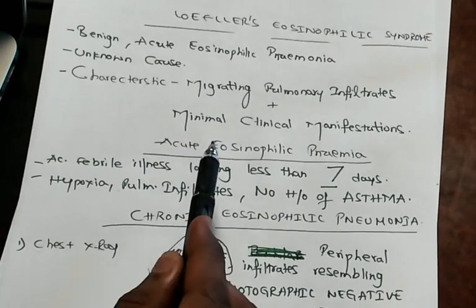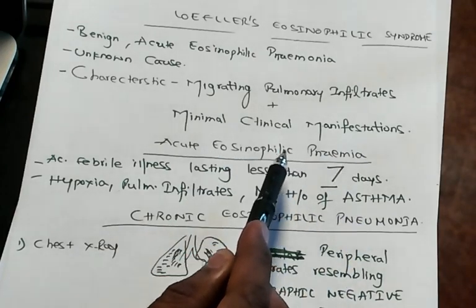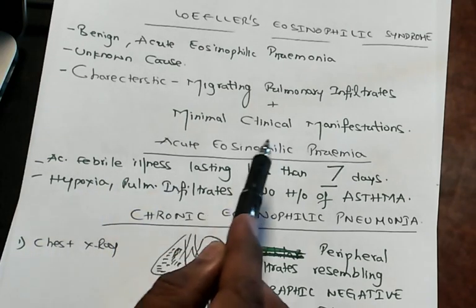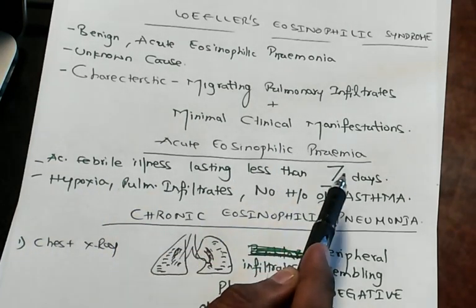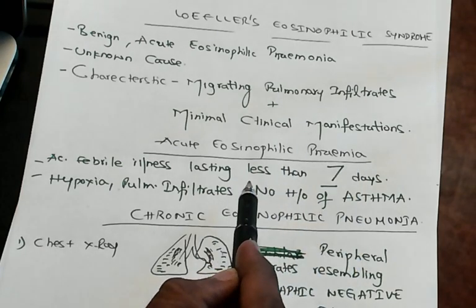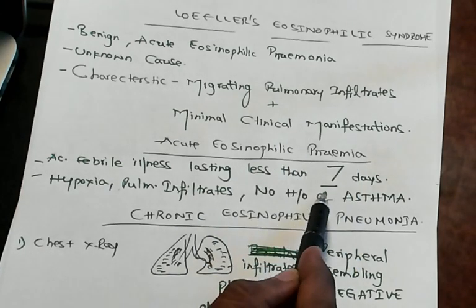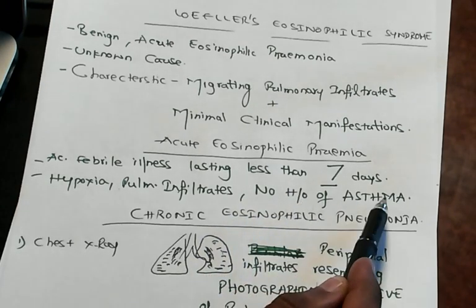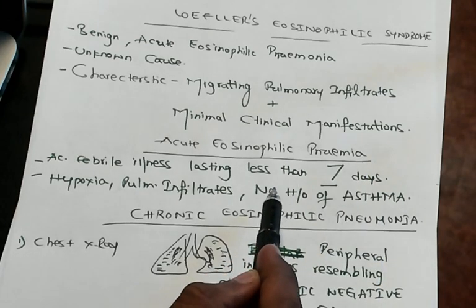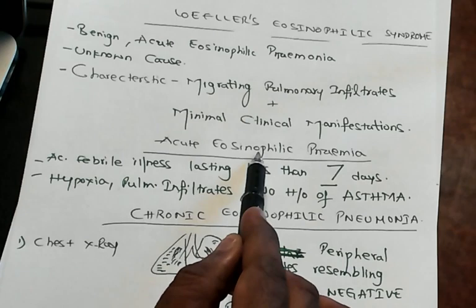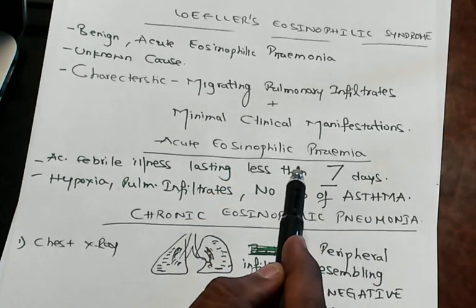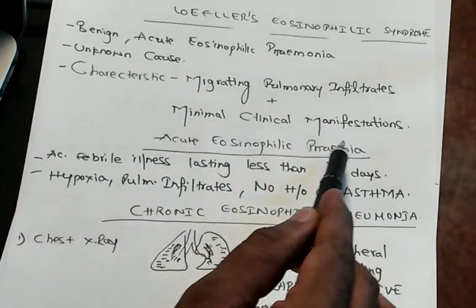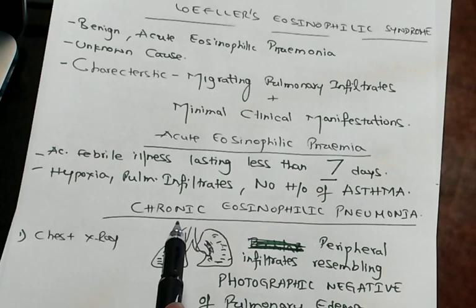Now, what is acute eosinophilic pneumonia, doctor? When do you call it acute? Any acute febrile illness with eosinophilic pneumonia lasting less than 7 days. That is an important part of the definition. And if you look at the history in the clinical vignette given by the examiner, there is no history of asthma. That is very important to remember. Otherwise, if there is a history of asthma and eosinophilic pneumonia, you will think of asthma only, right? Now, there is hypoxia if you do pulse oximetry in acute eosinophilic pneumonia, and there are pulmonary infiltrates.